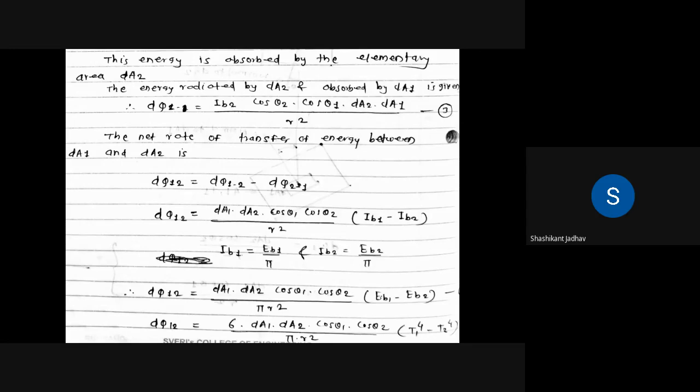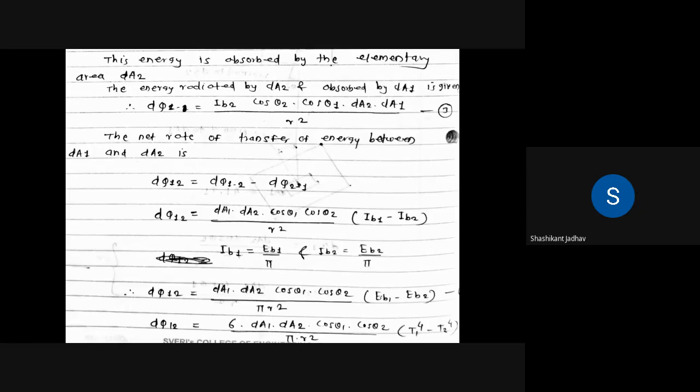Okay. So we know another equation, that is the emissive power of a black body, EB is equal to what? Sigma T raised to 4. What is the Stefan Boltzmann law? EB is equal to sigma T raised to 4. So instead of EB1, we write sigma T1 raised to 4, and instead of EB2, we write sigma T2 raised to 4. So dQ12 is equal to sigma dA1 dA2 cos theta 1 cos theta 2 divided by pi r square into bracket T1 raised to 4 minus T2 raised to 4.